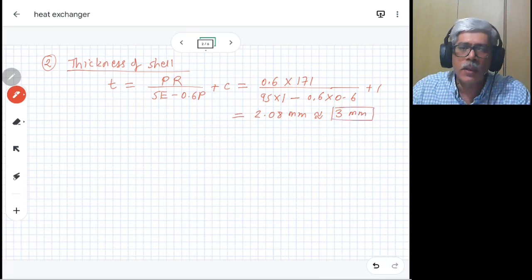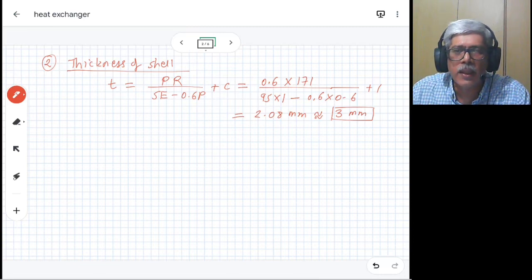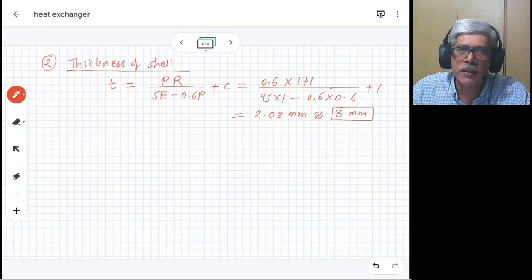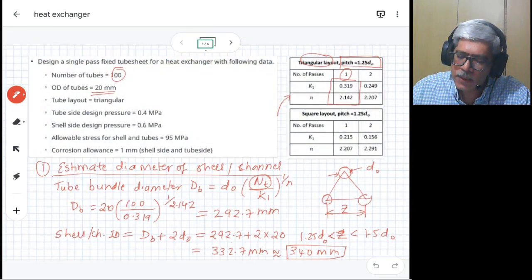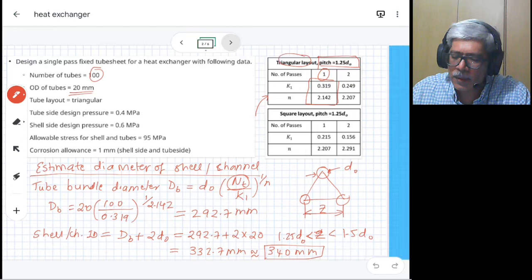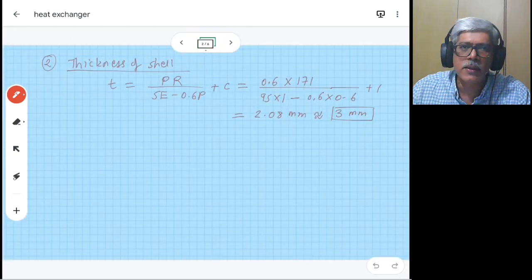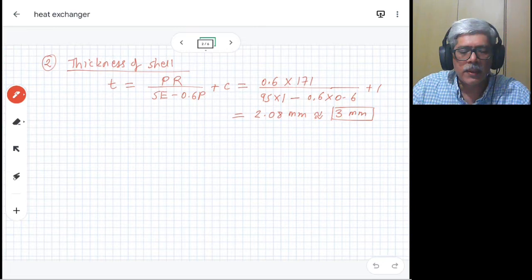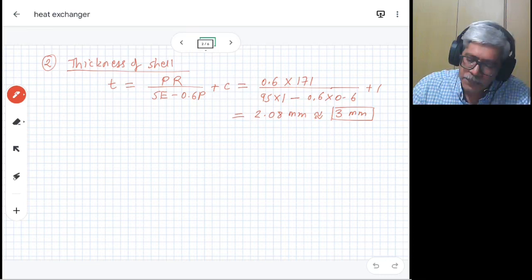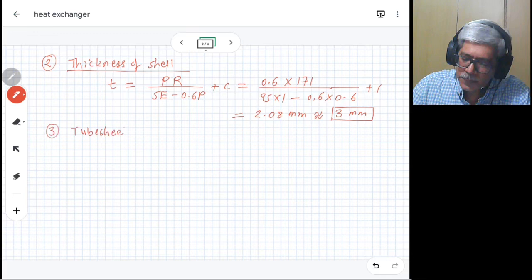So we now got both the thickness and the diameter of the shell. And in this case, we are assuming that shell and channel are having equal diameters and equal thickness. Although the channel side pressure is less, so we would require a smaller thickness for the channel side, but let's proceed in this case with the same sizes. Next, we have to calculate the thickness of the tube sheet against bending.